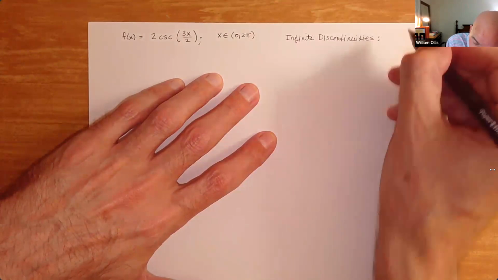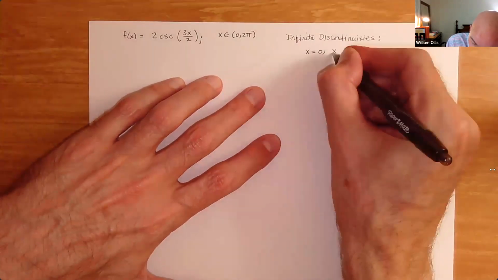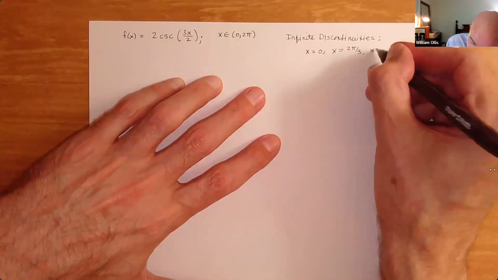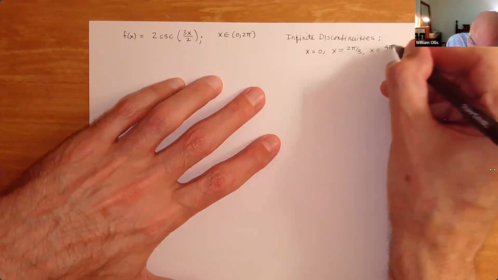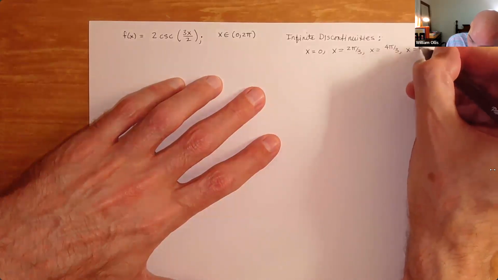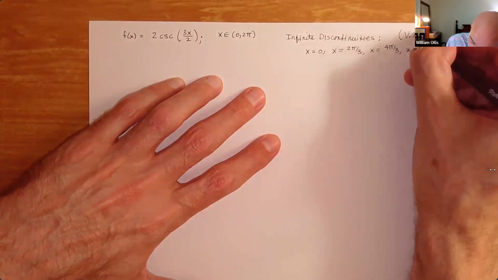We have x equals 0. X equals 2 pi over 3. X equals 4 pi over 3. And x equals, in this case, 6 pi over 3. So these are the so-called VA, okay?